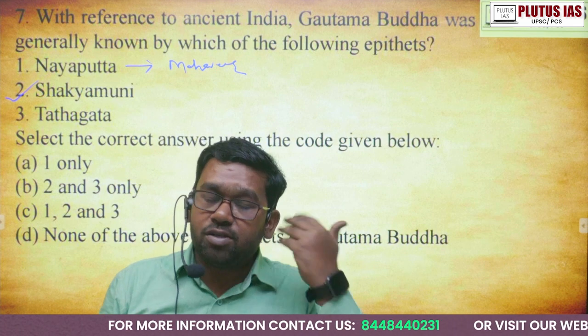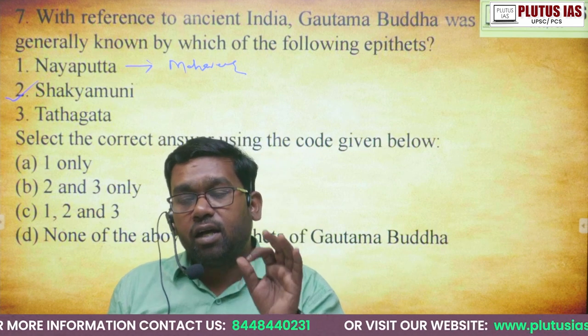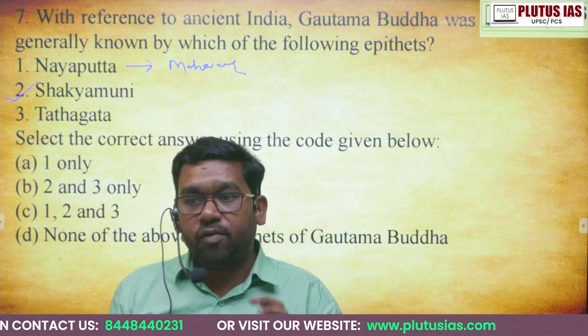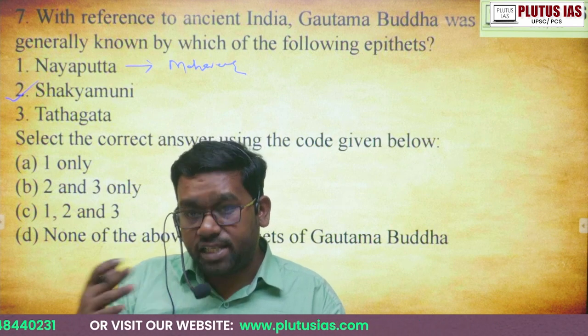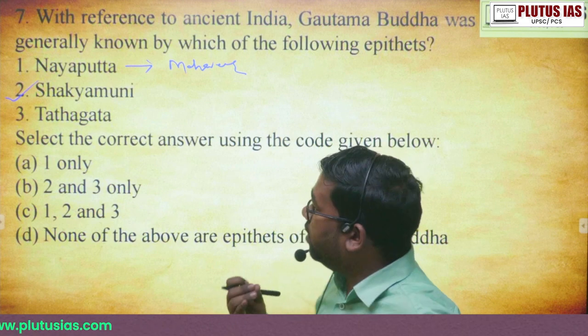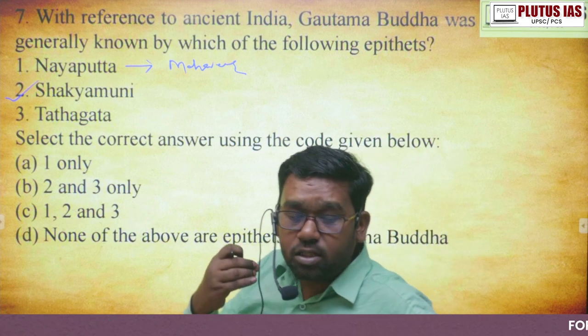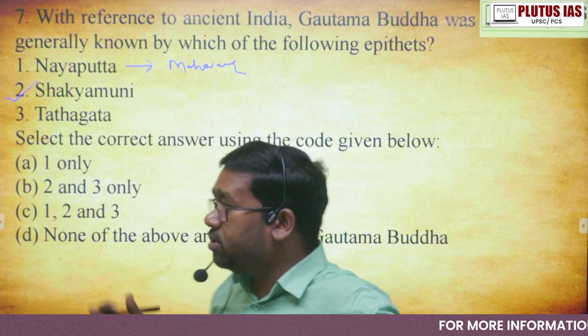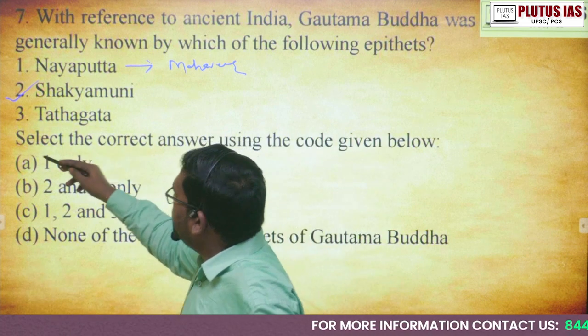Meaning, if you have come, you will go. Something is not permanent. It is anemical. The world is anemical. It is constantly changing. Coming and going is important. That is why Tathagata is a term that means thus gone. Meaning thus you go; if you have come, you will go. So these two words refer to Gautam Buddha.